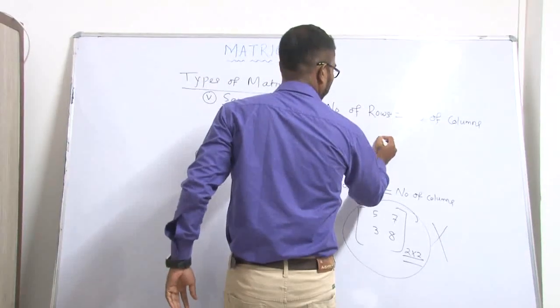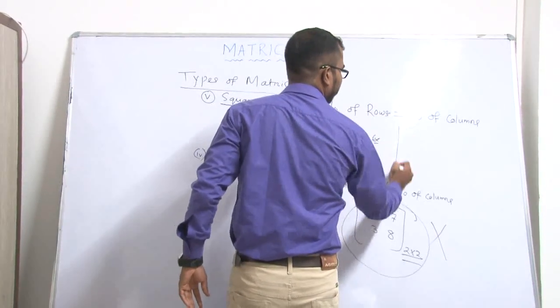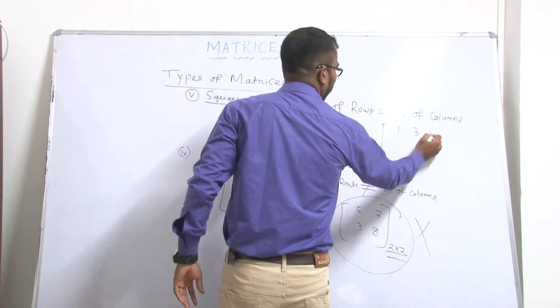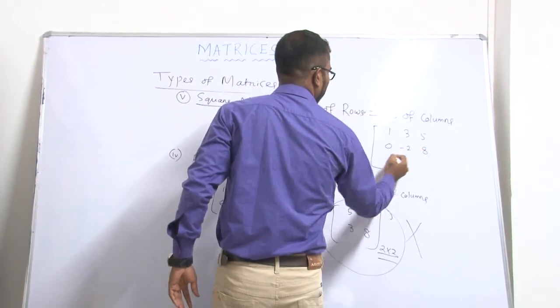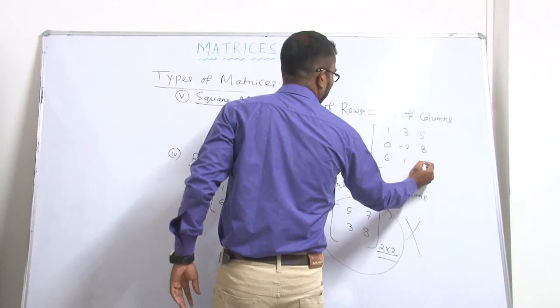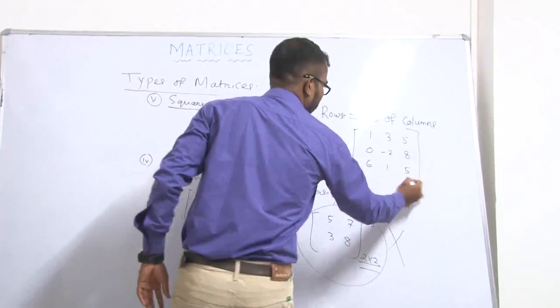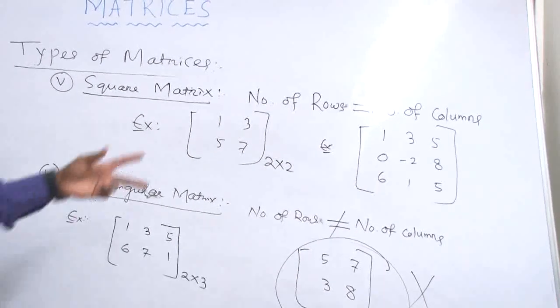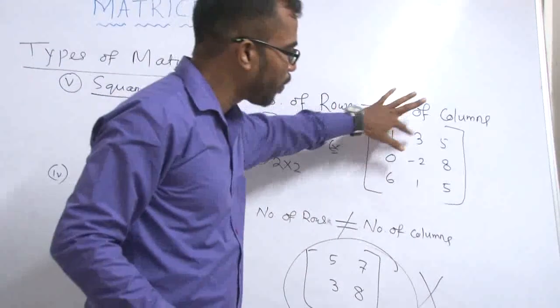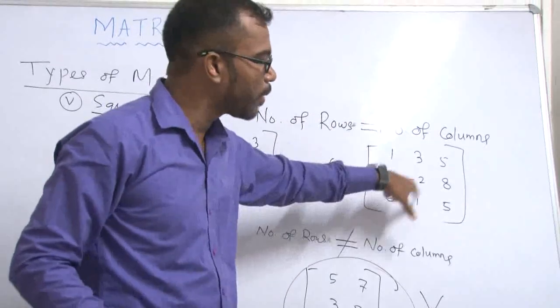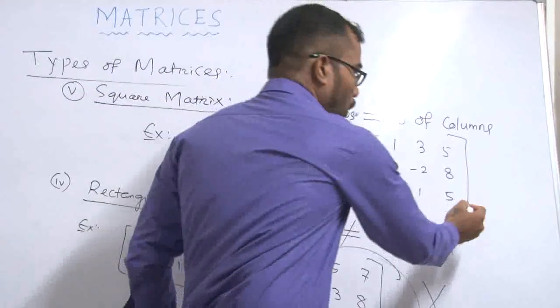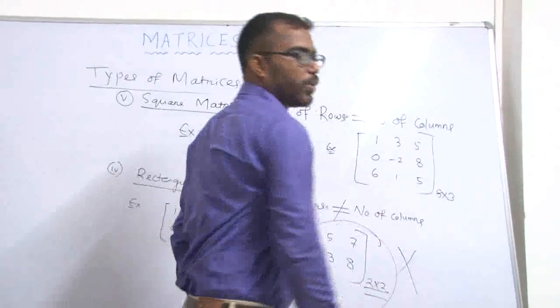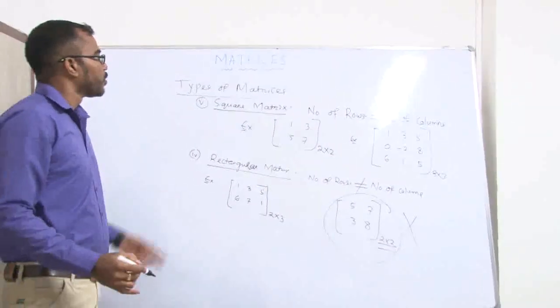Give another example. 1, 3, 5, 0, minus 2, 8, 6, 1, 5. It is also an example of square matrix because it contains 3 number of rows and 3 number of columns, and its order is 3 into 3. So it is also a square matrix.